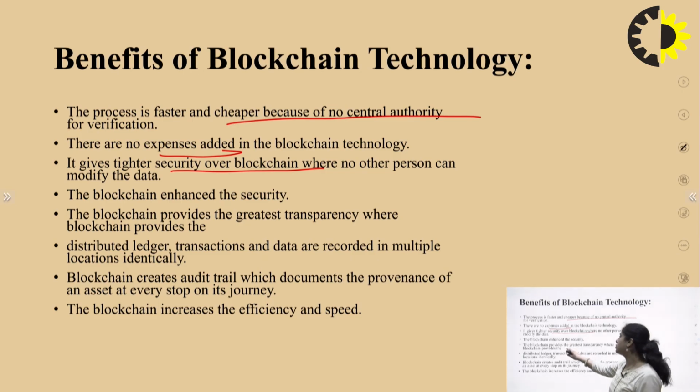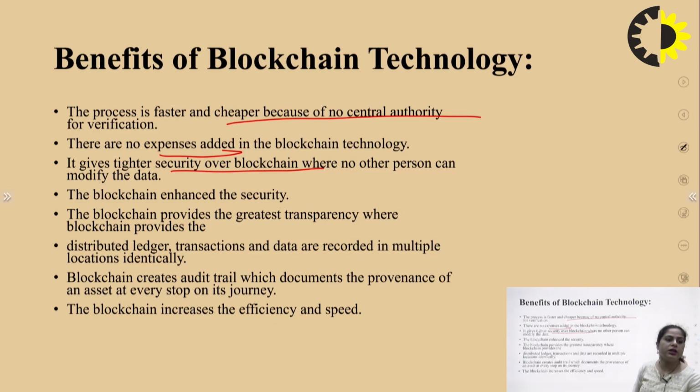After that, the blockchain provides the greatest transparency, where blockchain provides the distributed ledger. A distributed ledger means every node in the blockchain network has a ledger, which is updated every time a transaction happens in the network. Blockchain creates an audit trail, which documents the provenance of an asset at every stop on its journey.